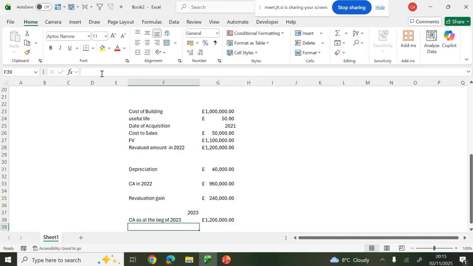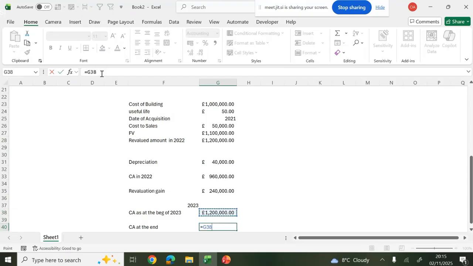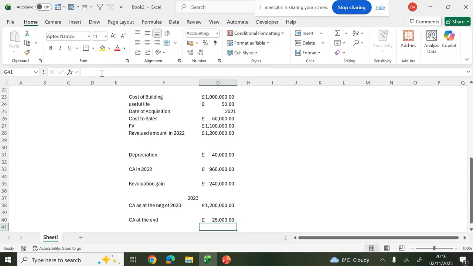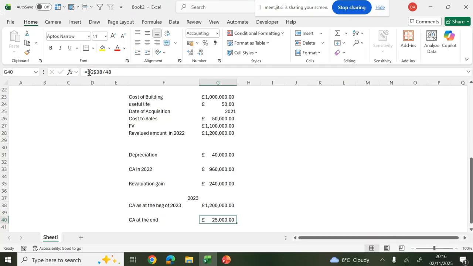Does that make sense? That means our carrying amount at the end of 2023, CA at the end, is going to be 1.2 million divided by 4 years. Do you agree? No, sorry, that's not the carrying amount. That should be depreciation, our depreciation for that year.